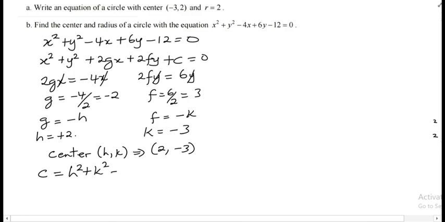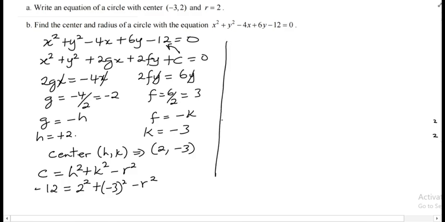Then to find the radius, you now use your c, which is equal to h squared plus k squared minus r squared. And then here by direct comparison, we have our c to be minus 12. So here we have minus 12 equal to h squared, which is 2 squared, plus k squared, which is minus 3 squared, minus r squared. So given this, you have minus 12 equal to 4 plus 9 minus r squared. So this will be minus 12 equal to 13 minus r squared.